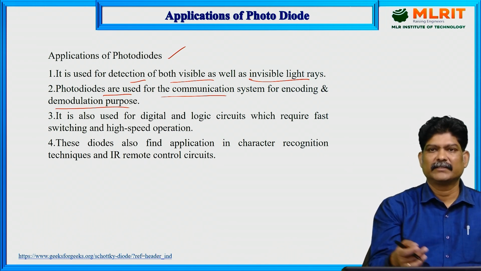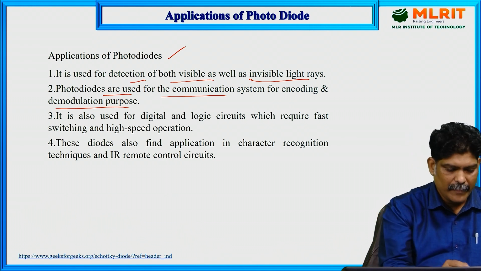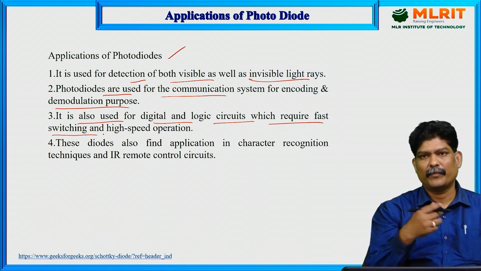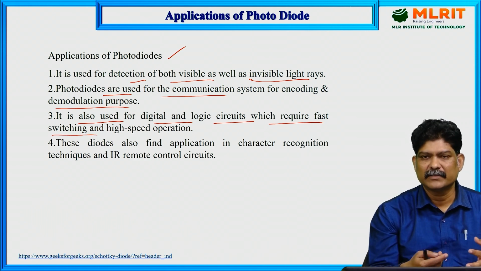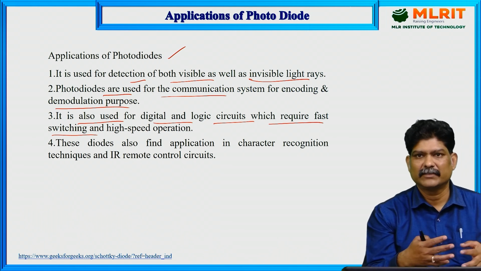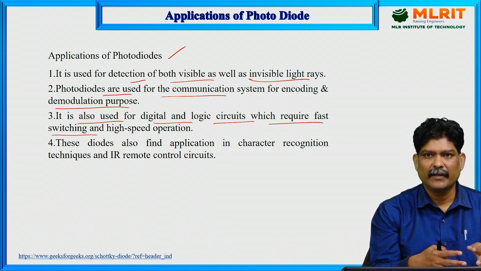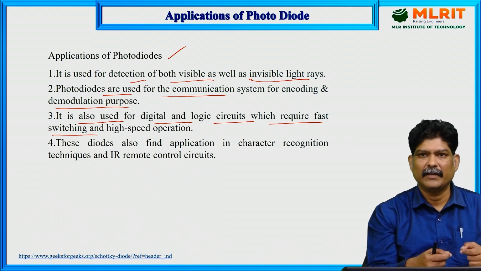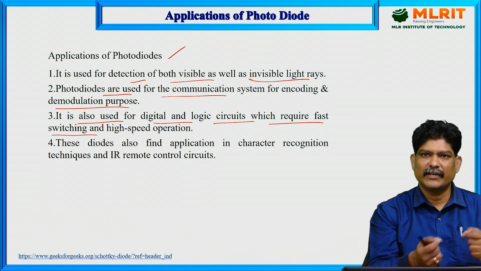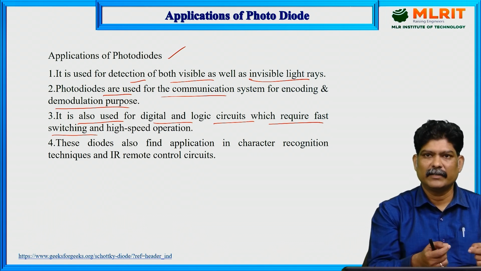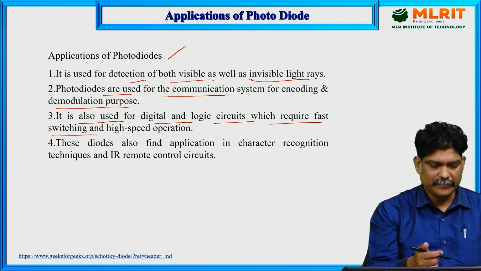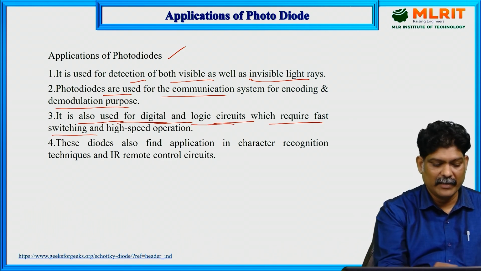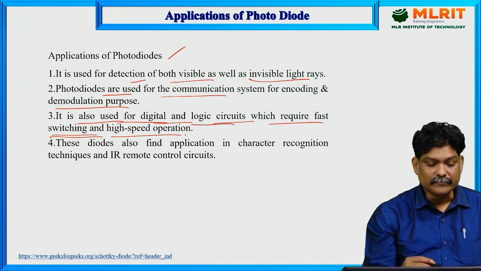We can use this kind of photodiode, and it is also used for digital and logic circuits which require fast switching and high speed operation. You can observe in computer systems we have different digital logic circuits, where switching is a primary factor. Switching speed must be there to change from one state to another state, otherwise you cannot get the proper outputs, right?